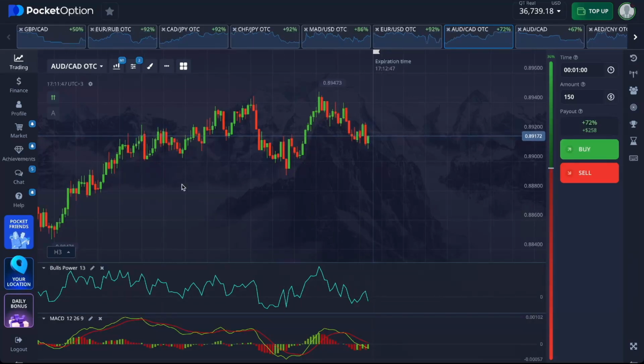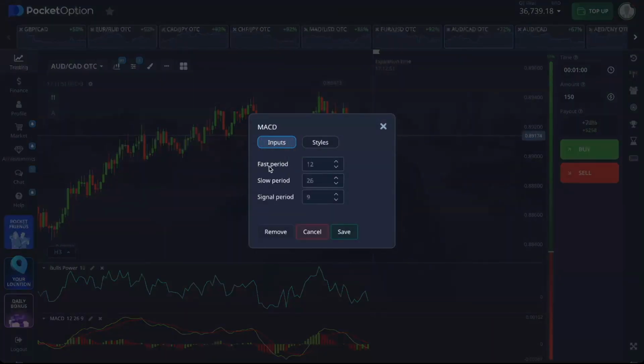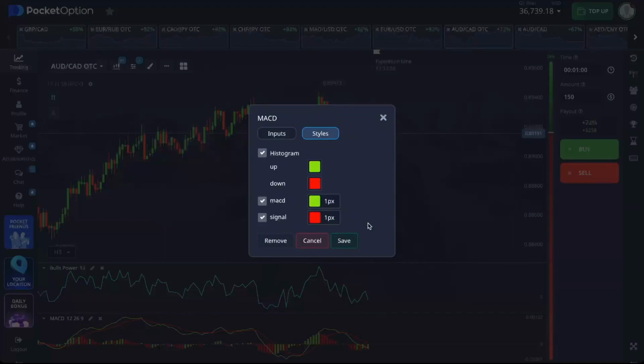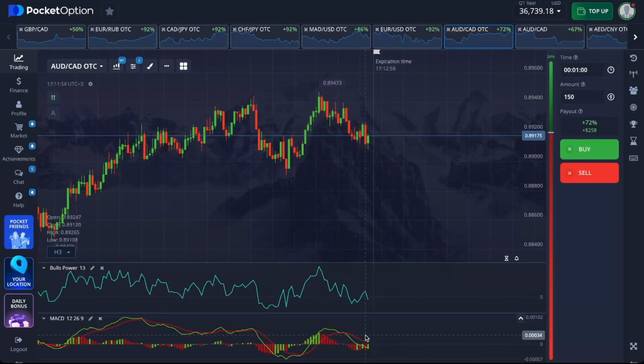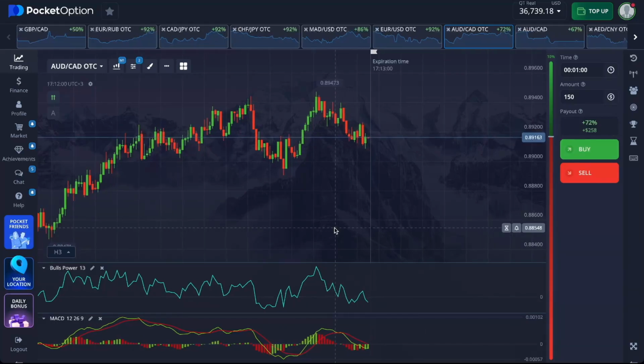We've already added it. Now how do we set it up? We click on the pencil icon, select a fast period of 12, a slow period of 26, a signal period of 9, and set each style to 1 pixel. Let me draw it out for you here as well so it's clearer and more visual.